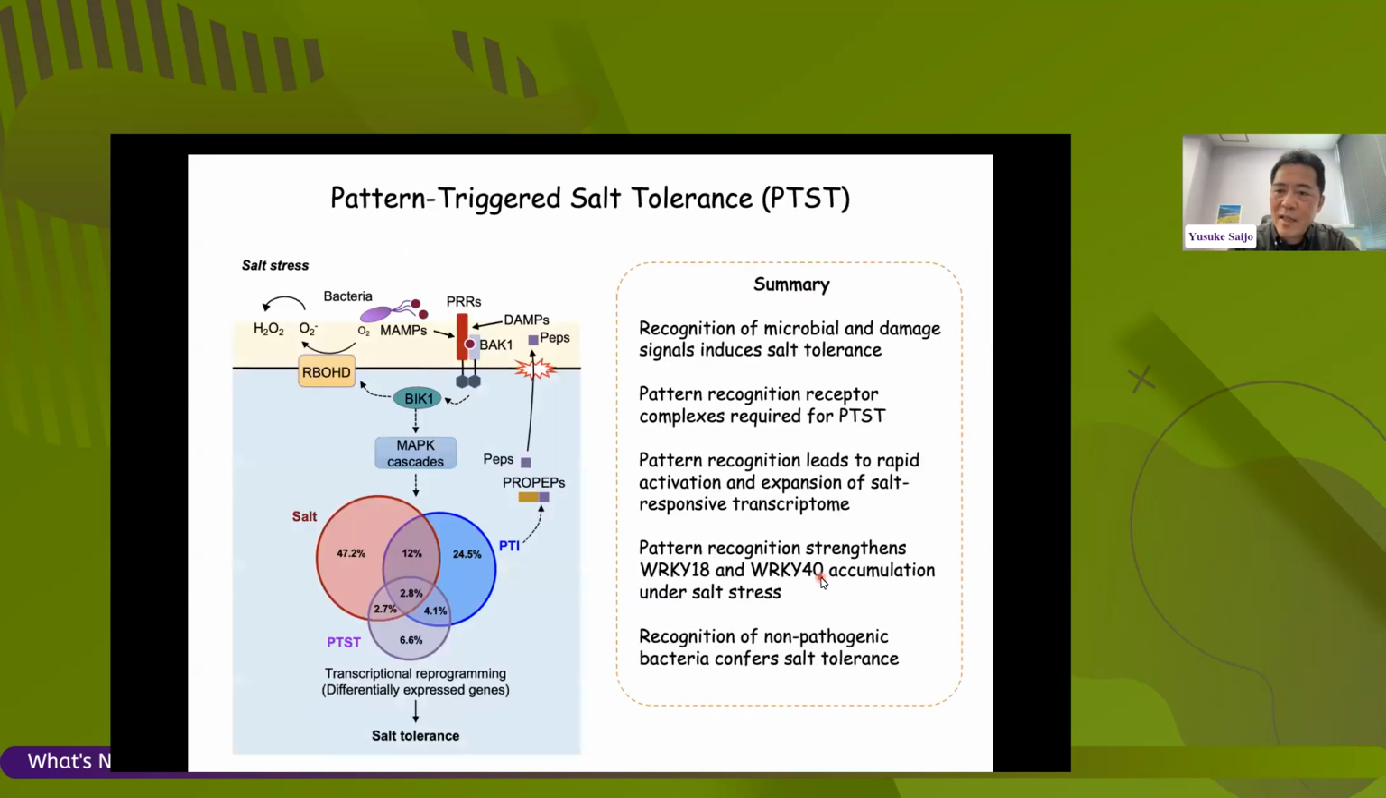Okay, so in the end, I would like to summarize our findings here. So first, we show that recognition of microbial and damage signals induces salt tolerance through pattern recognition receptor complexes, which are required for PTSD. And then in this process, recognition leads to rapid activation and expansion of the salt responsive transcriptome, which we believe is an important factor for enhancing salt tolerance. And in that process, WRKY18 and WRKY40 in particular, their accumulation is enhanced.